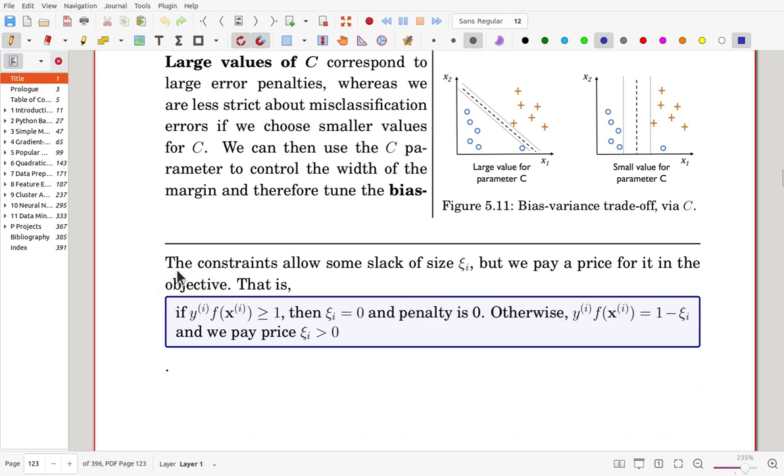Here we say the constraints allow some slack of size psi i, but we pay a price for it in the objective. That is, if it's larger than or equal to 1, then psi i will be 0, so that there's no penalty. Otherwise, the value is 1 minus psi i, and psi i is in the objective, so that we pay a price psi i, positive, right?